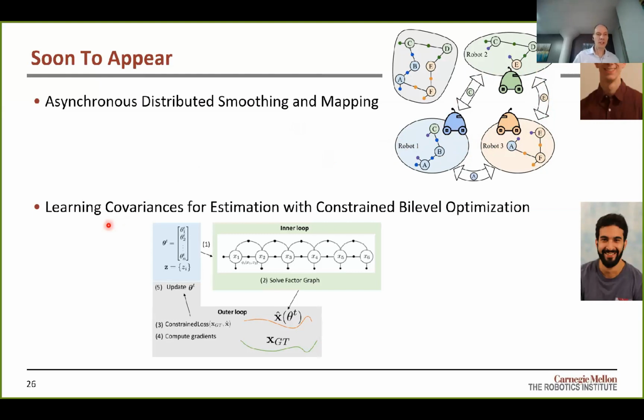And one place where learning does come in again, but more traditional in terms of optimization, we can actually tune sensor models automatically. So learning covariances in a way that is safe so that you don't get covariance matrices that are rank deficient, for example.